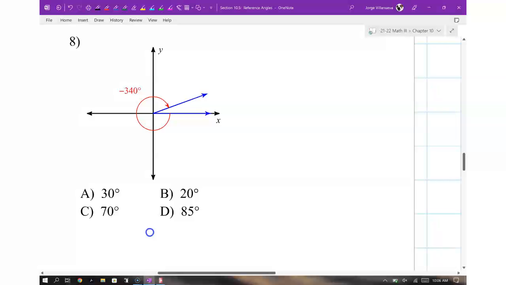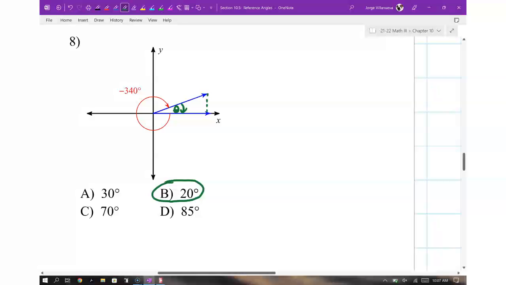But notice negative 340 degrees. It almost got to 360, right? How much short was it? How much does it need? Yeah, it needs 20 degrees more, right? All it needs is 20 degrees more, and it'll finally get to 360. That's how short it was. Just 20 degrees. That's it.